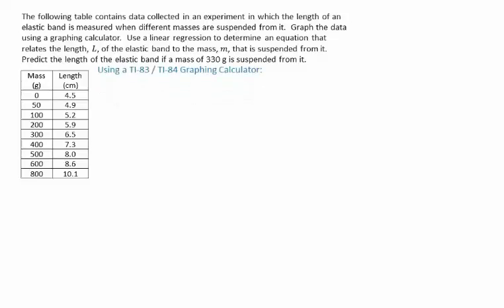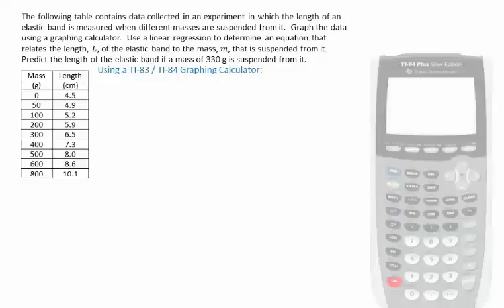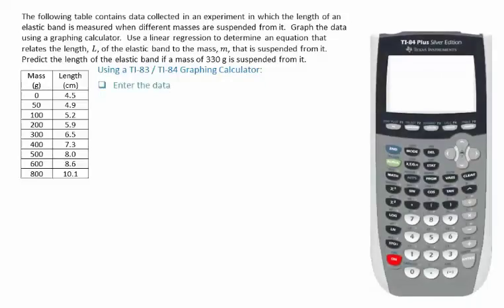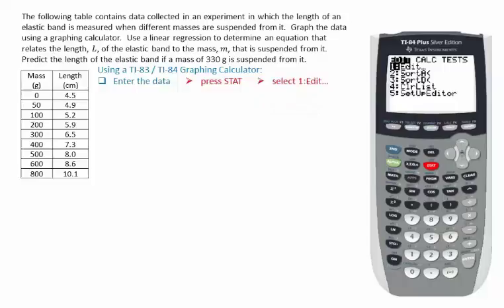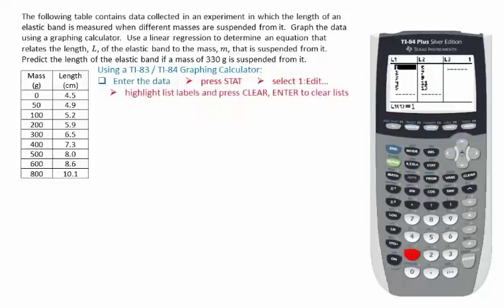Using a TI-83 or TI-84 graphing calculator, the first step is to enter the data. To do this, start out by pressing the Stat key. Select option 1 for Edit. We then have to highlight the list labels and press Clear and Enter to clear anything that's already in the lists. Clearing list 1 and then clearing list 2.